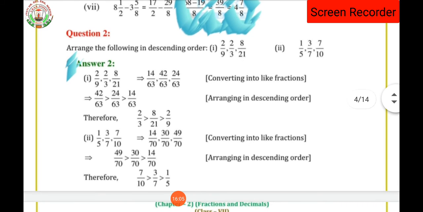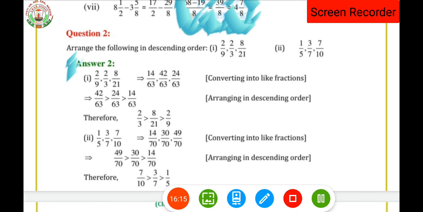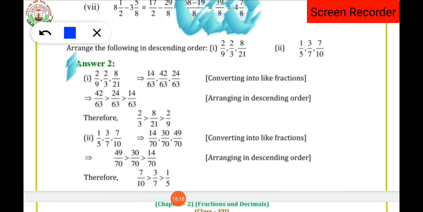Now look at question number 2. Arrange the following in ascending order. Ascending and descending order is a very simple one, isn't it? How to arrange, I will show you. First thing is that we have to look at the denominators. The denominators are 9, 3, 21. It is an unlike fraction. The denominators are different, not the same number. That means it is an unlike fraction. Together we are going to take the LCM of 9, 3, 21. The LCM of these numbers is 63.